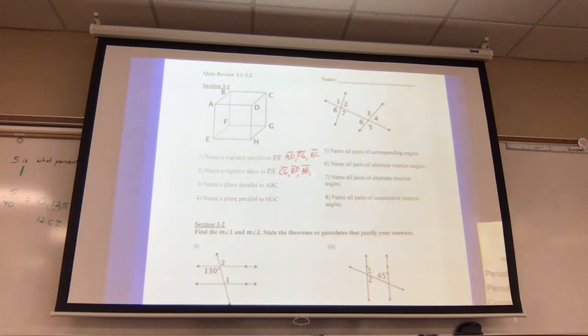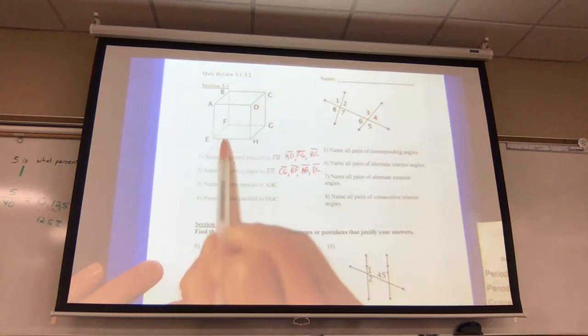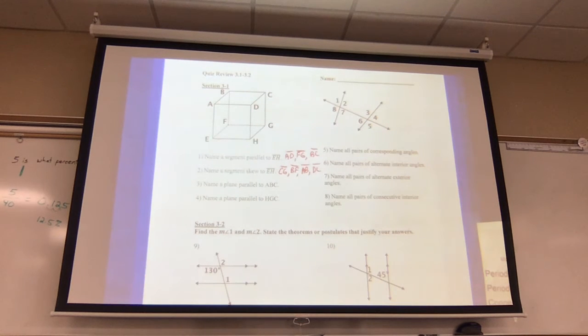There's one other. I'll let you guys have a chance at it. Can anybody figure out the one other? Simon? DC. DC. Yeah. DC is up here, running front to back. EH is going left to right. Those two do not intersect. They're on different planes.